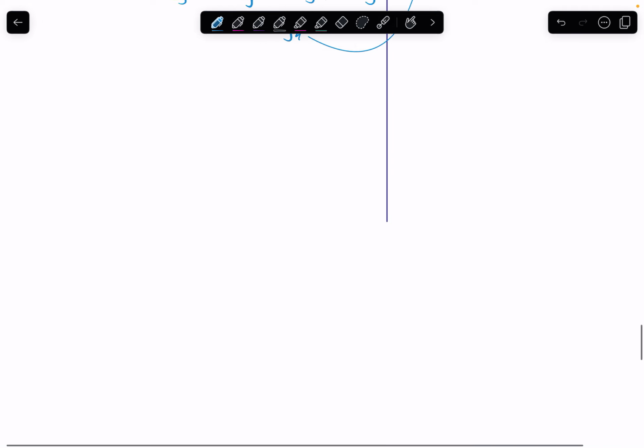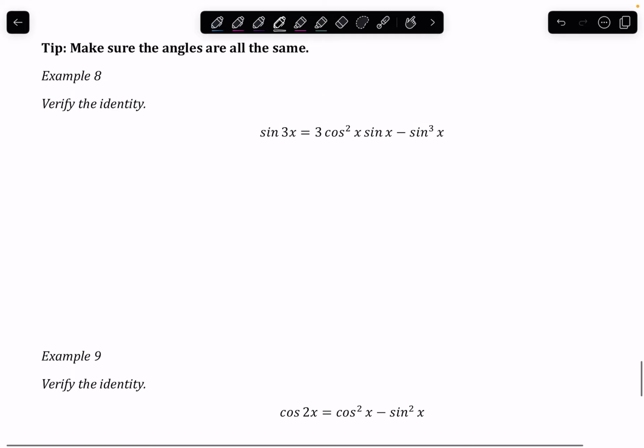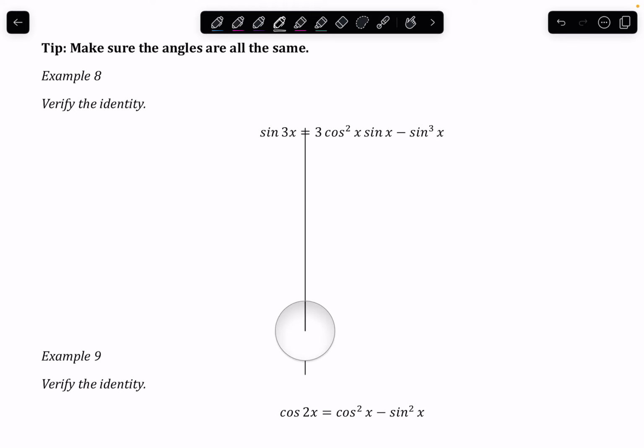Next one. Again, there was the tip I just gave you. Make sure your angles match. If your angles do not match, you need to go to the side with the more complicated angle and start there. So if I look at this one, left side, the angle is 3x. That's not going to work. I need an angle all the way down to x. So the goal is to get this down to just a singular x. So we can focus on a sum. I would not focus on a difference because that usually requires making an angle bigger.